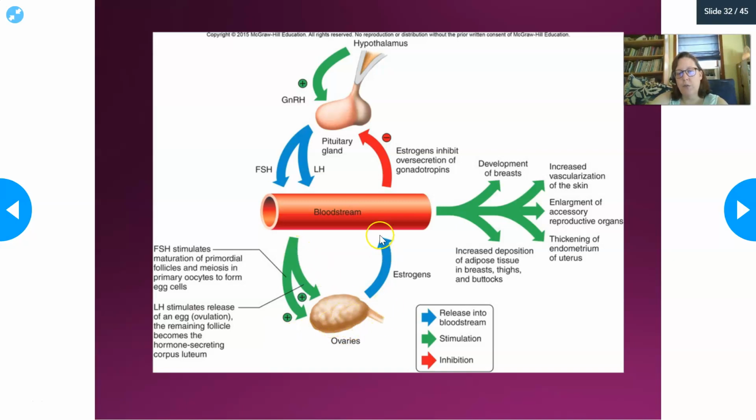So ovaries will release estrogen, and estrogen will help develop the breast, vascularize the skin, enlarge the accessory reproductive organs, and thicken the endometrial layer of the uterus, which, as it thickens, will eventually become your period when it sheds and you bleed. It also increases the deposition of adipose tissue in the breast, thighs, and buttocks, and that gives you your curves. But the estrogen then gives a negative feedback and inhibits the oversecretion of these gonadotropins, LH and FSH.